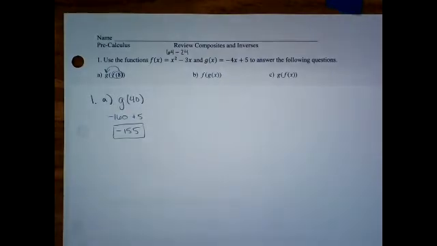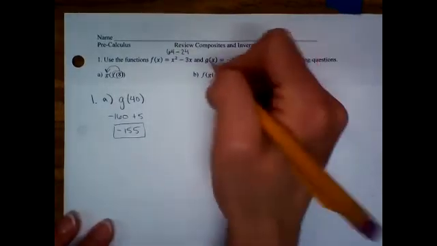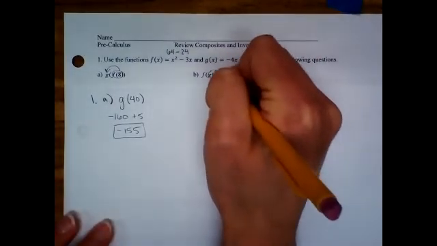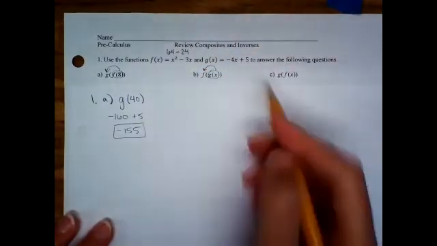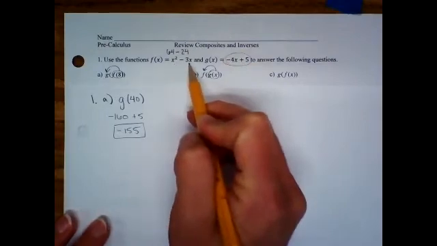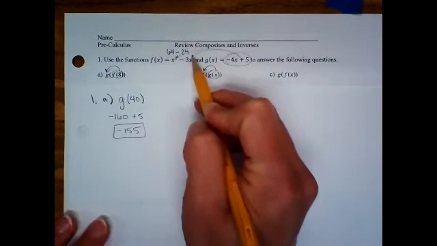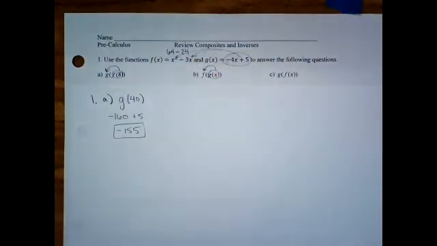B and C, you're not dealing with an actual value, it's just a variable. So you're going to take all of g of x, plug it into function f. So this entire thing is getting plugged in over here. You have to plug it in to both variables. So everywhere there's a variable, you have to plug in that negative 4x plus 5.